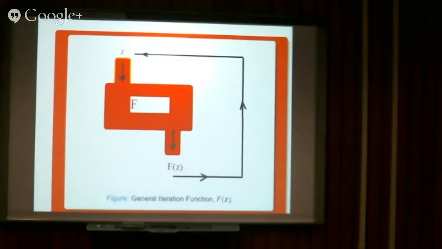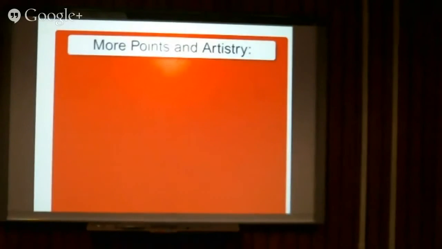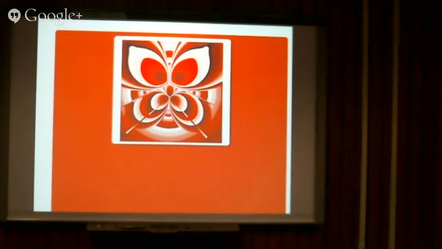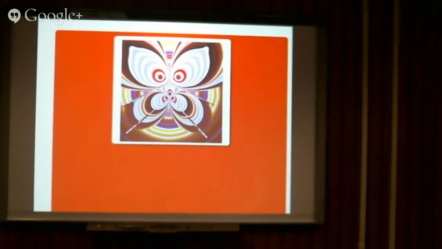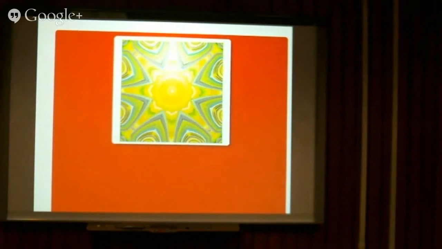It's like a feedback system. You take an input, becomes an output, you feed it back into this machine again. Take a tiny dot, move it somewhere else, somewhere else, somewhere else, and then decide to do something here. So here I'm kind of showing you some images that you can generate from a single polynomial. Symmetry is one of those concepts that even middle schoolers or younger immediately recognize when you show them some of these images.